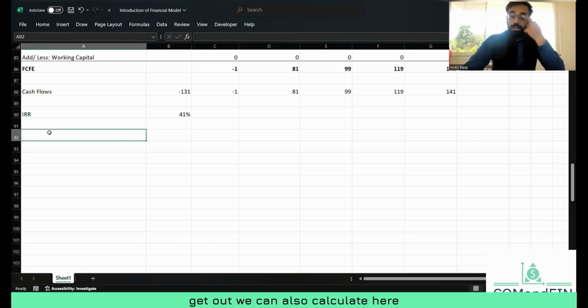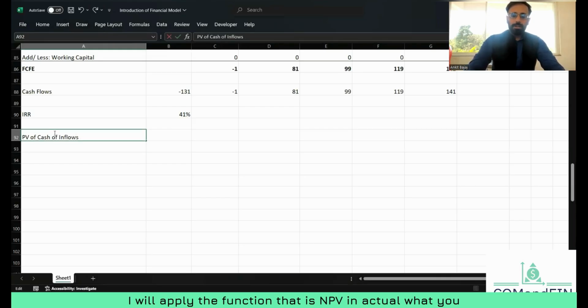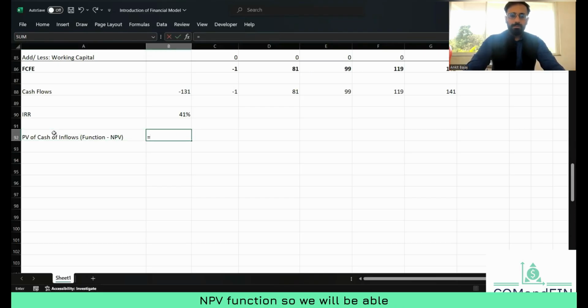Now we can also calculate the present value of cash flows. We have discussed a lot about the present value of cash flows. And now I will calculate the present value of cash inflows. In Excel, you can apply the NPV function and calculate this value. So let's apply the NPV function, so we will be able to compute the present value of cash inflow.